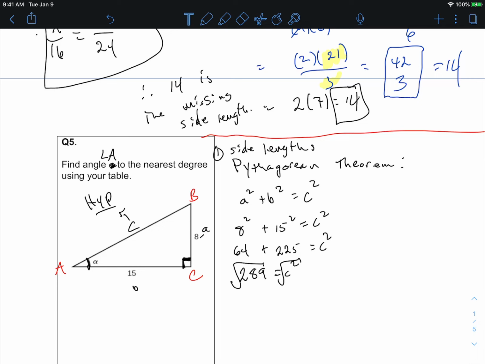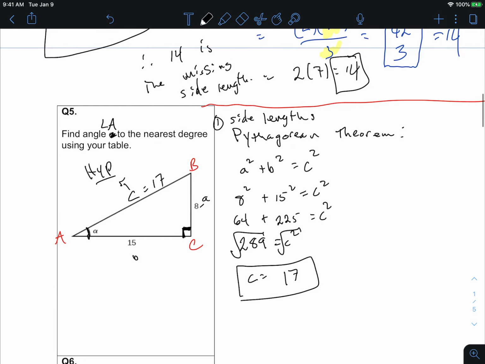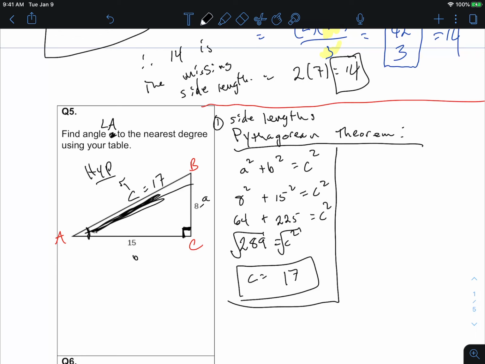There you go. Alrighty. So what's the square root of 289? So then we can just rearrange that: C equals 17. Perfect. Now, I'm going to show you something else. So we're actually going to answer this question. So that's Pythagorean Theorem, for solving for side lengths. You can use that for side lengths.